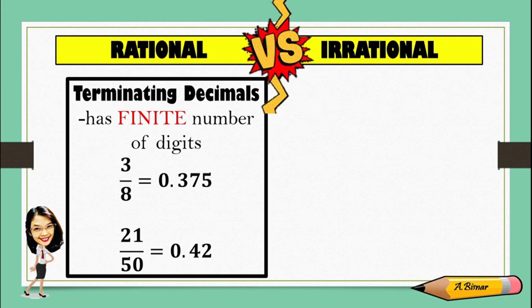Same with 21/50. So when you divide it, the answer will be 0.42. As you observe, the digits are still finite. Again, we can still count the number of digits. And since this decimal can be represented as a fraction, then it is rational.